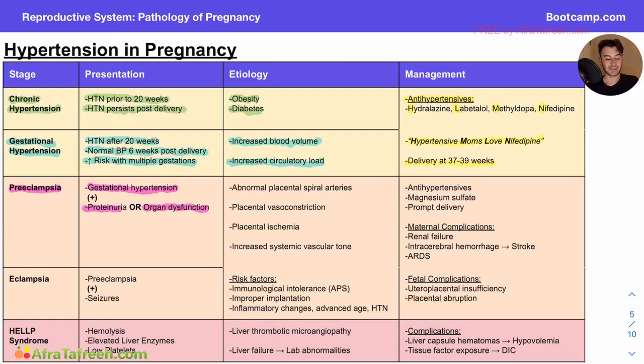And why does preeclampsia happen? It's going to be because we have abnormal placental spiral arteries. So normally our spiral arteries are going to incorporate into our uterine wall and connect it to the placenta, but sometimes this placental artery incorporation can go awry, and it can start leading to things like vasospasm. So this vasospasm is going to cause placental vasoconstriction, and eventually it's going to cause placental ischemia. And the placenta is going to be releasing chemical mediators and responding to this ischemia and vasoconstriction.